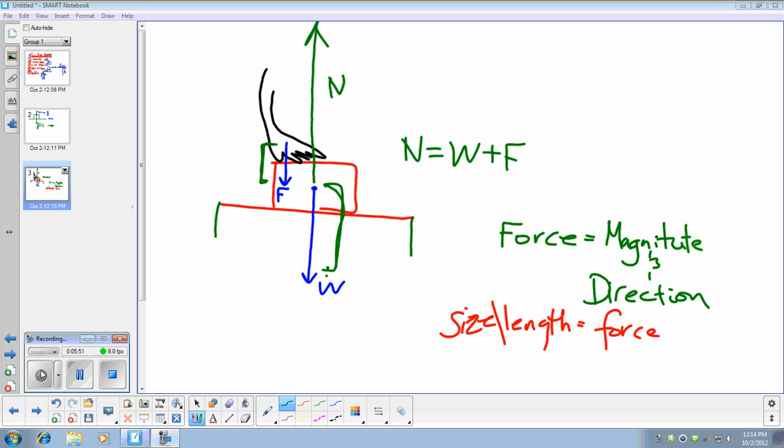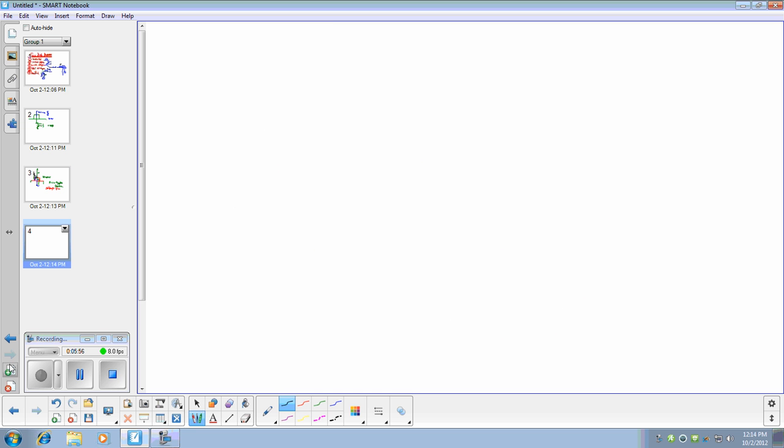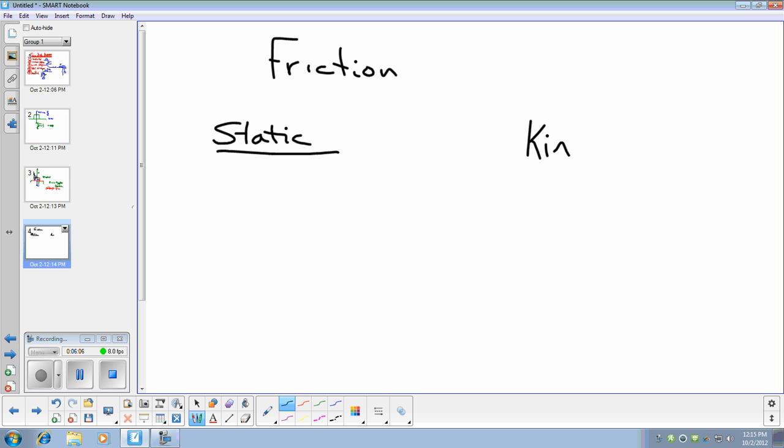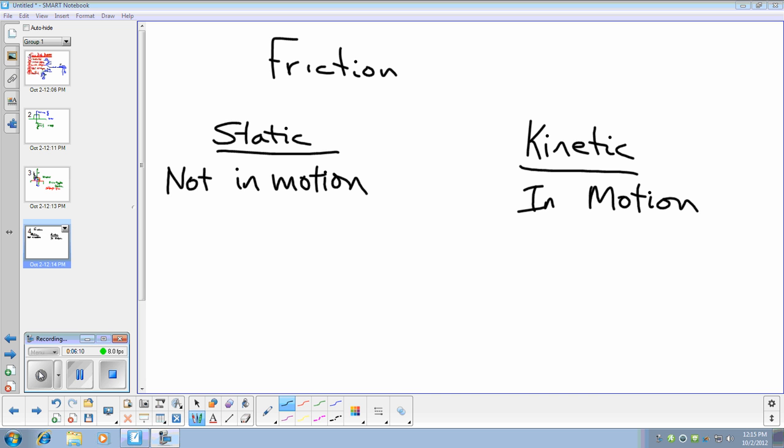Next, let's talk about friction. Friction is the other thing I want to talk about before we begin doing any diagrams. For friction, there are really two different types: static friction and kinetic friction. What we're going to see is that when we have static friction, our object is not moving, but when we have kinetic friction, our object is moving.